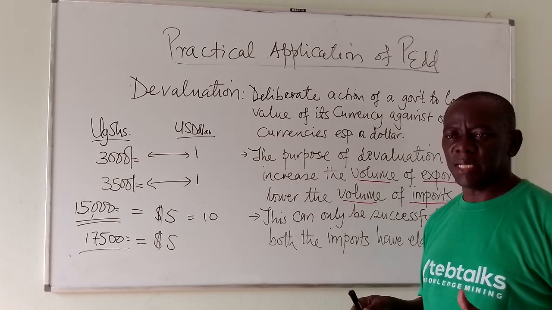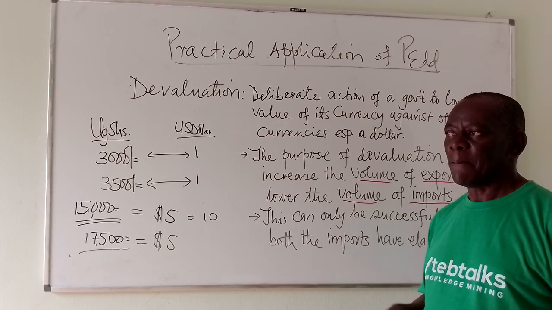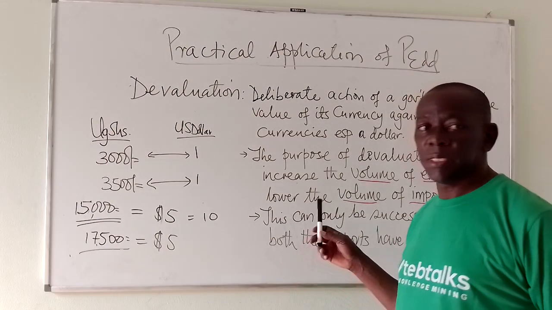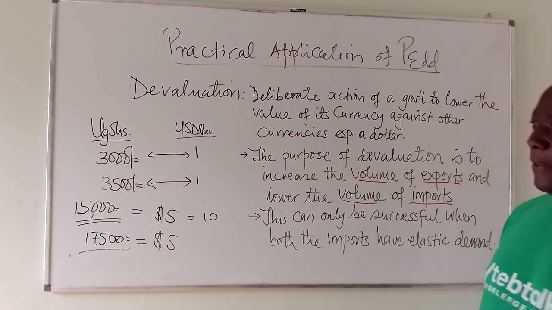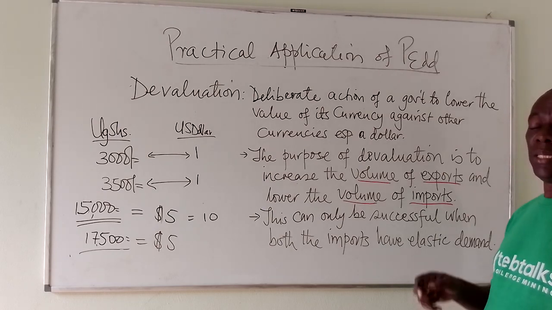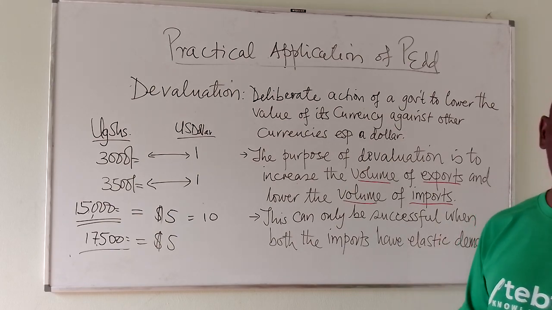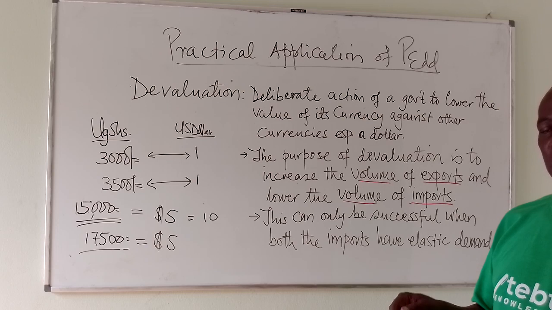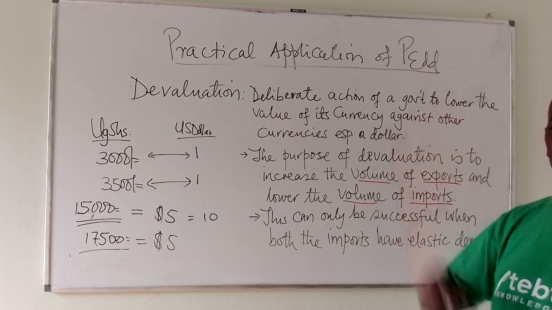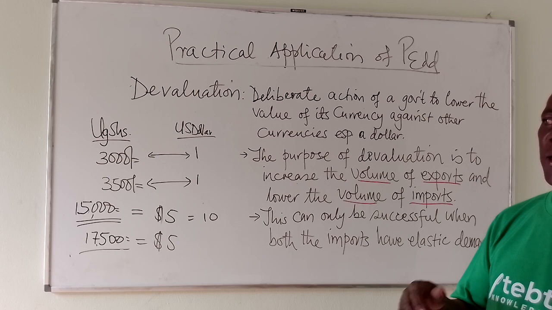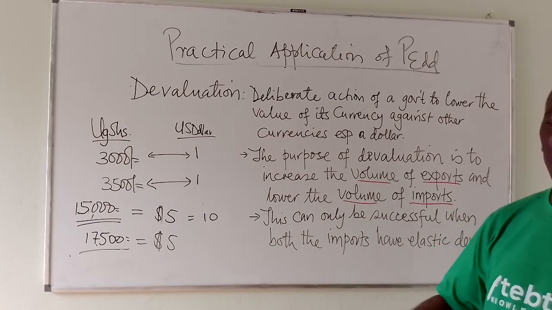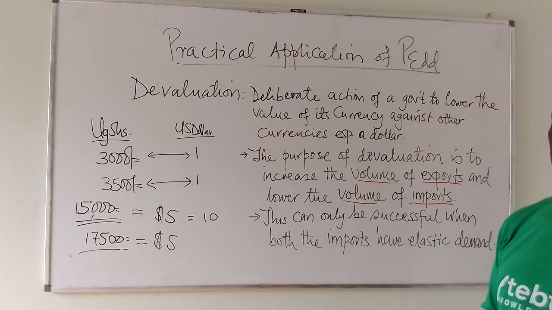Like in Uganda, the agricultural commodities have inelastic demand. By lowering the price of tomatoes, the demand will not increase. So, if one of them is inelastic, then you're not going to be successful. If you lower the price of tomatoes, there will be almost no big change in the demand of tomatoes. So tomatoes to the outside market have inelastic demand. You cannot increase the quantity demanded of your tomatoes, or your yams, because you have lowered the price. So the devaluation may fail in that case.